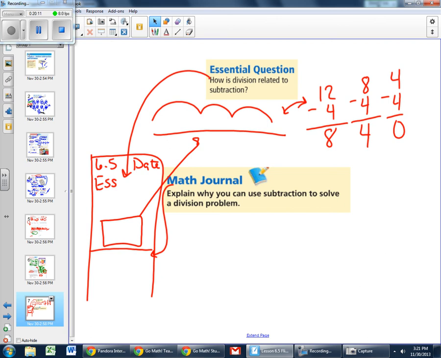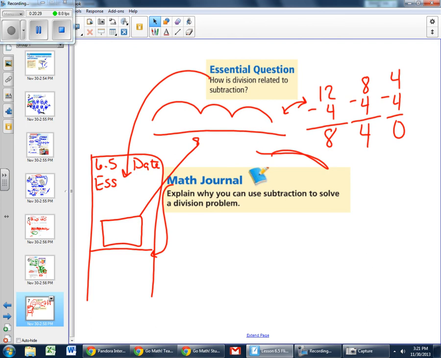Explain why you can use subtraction to solve a division problem. So again, kind of just rewording what's up here. Why did this work and how can you use it? Okay? Also think about how you can check them when you're doing these.